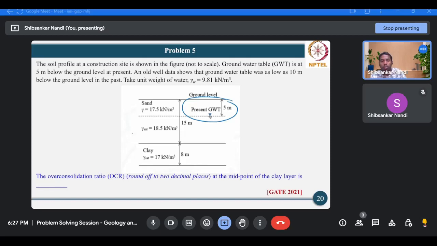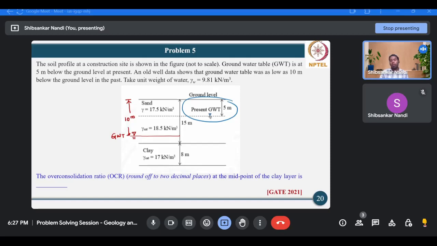Suppose something here. So this is the past groundwater table location. Okay, so this is your GW2. Now, due to this lowering of the groundwater table, there might be some increase in the effective overburden pressure at the center of the clay, because we need to calculate the OCR at the midpoint of the clay.